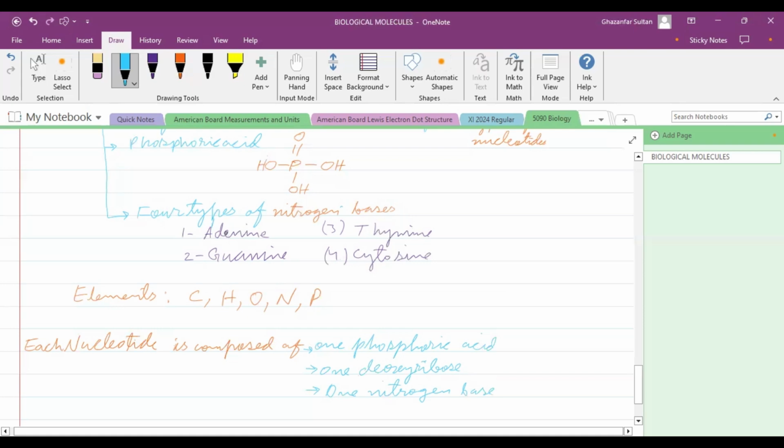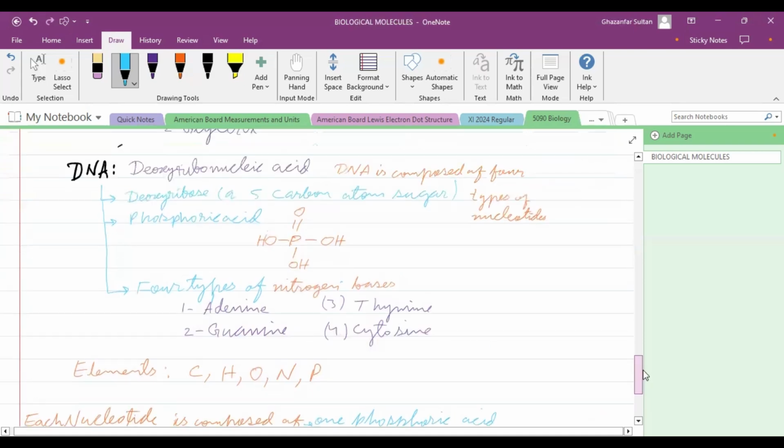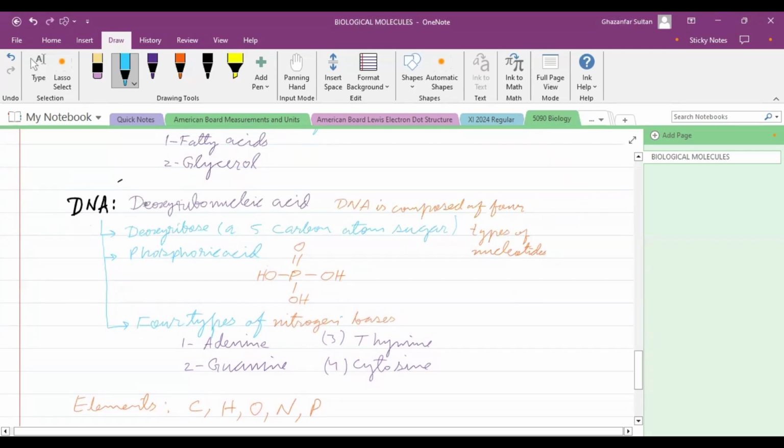So in some nucleotides, adenine is there. In some nucleotides, guanine is there. In some nucleotides, thymine is there. In some nucleotides, cytosine is there. And they combine together to produce this huge molecule that is called DNA. Okay.